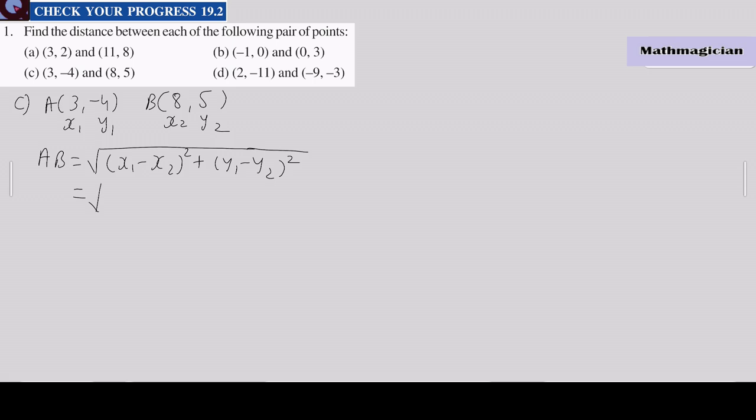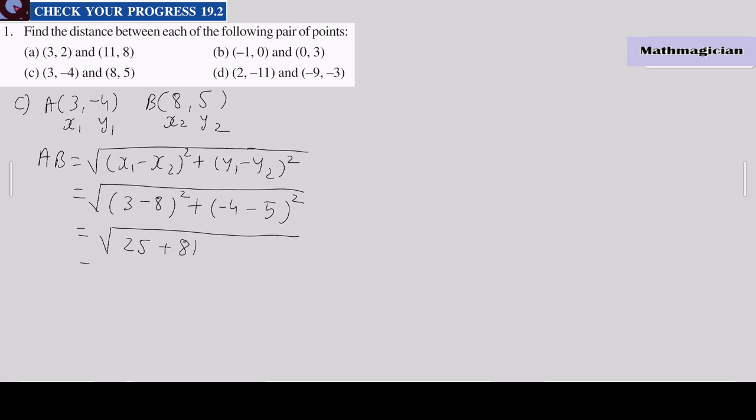Now we will put in the values. 3 minus 8 whole bracket square plus y1 is minus 4 minus 5 whole bracket square. 3 minus 8 gives us minus 5, so minus 5 square is 25. Minus 4 and minus 5, both signs are the same, so they are added, giving minus 9. Minus 9 square is plus 81. 25 plus 81 gives us 106.